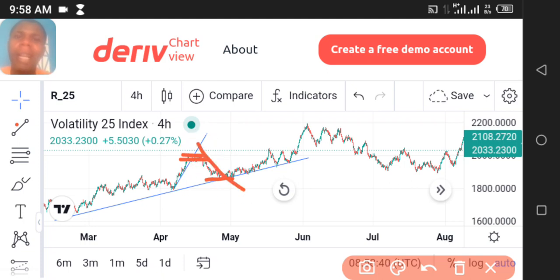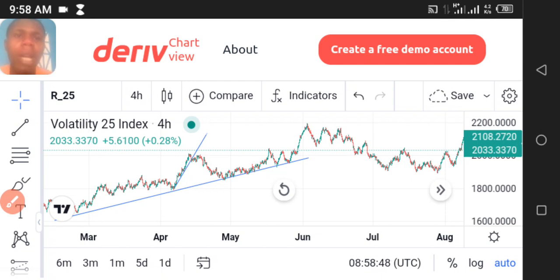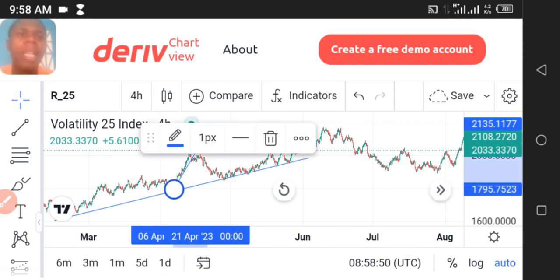But that doesn't mean the market is reversing. It means you have to draw your higher time frame line to be able to know what the market is doing and what price is doing in the higher time frame. That way you have higher chances of winning in the market.